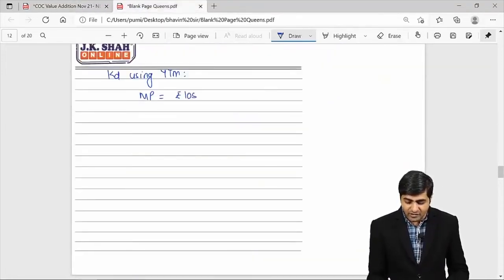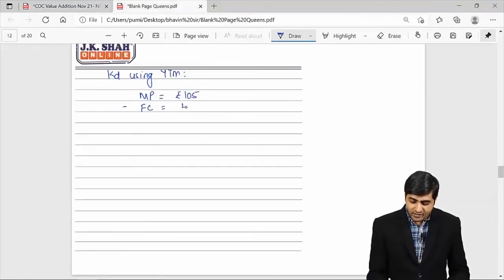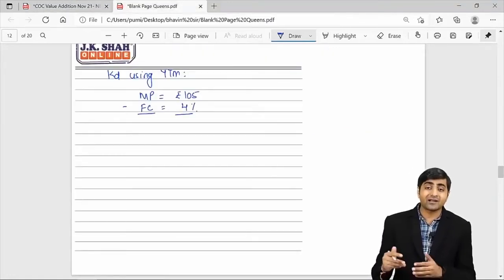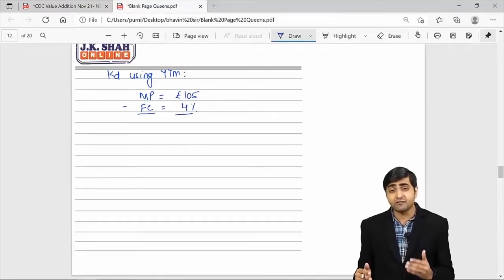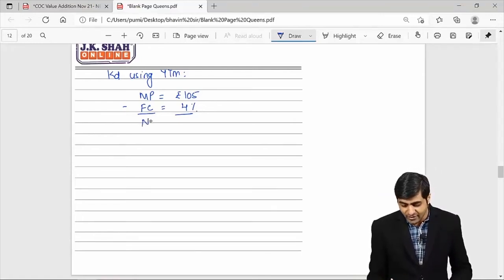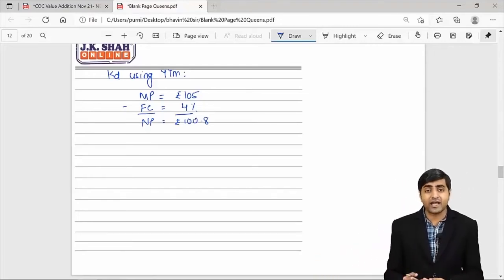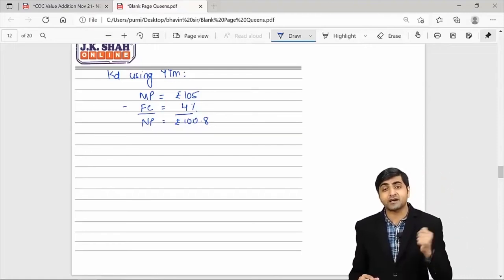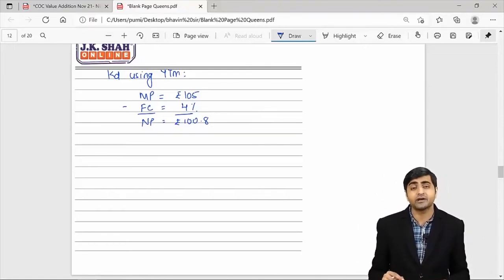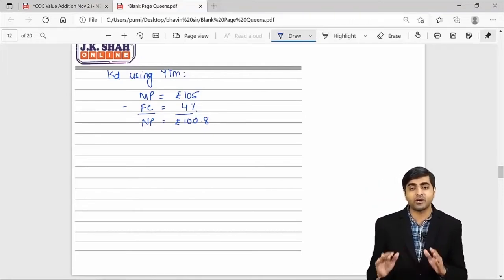So market price is 105, and now from this you have to subtract flotation cost. This flotation cost is given to you as 4%. In the revised study module, while calculating your YTM, they have considered 4% of the market price. So from 105 minus 4%, the net proceeds will be rupees 100.8. Of course, alternatively, you can also assume it on the face value and then calculate your net proceeds. But this is what ICAI has done. From the market price, they have subtracted flotation cost of 4%. Your net proceeds is 100.8. So we have to discount it in such a way that it becomes equal to 100.8.